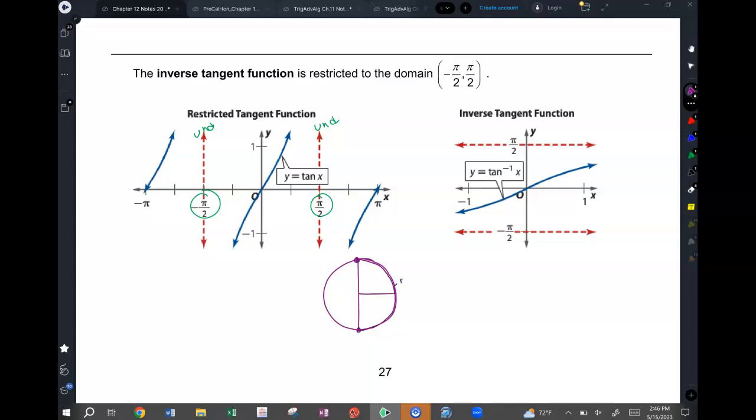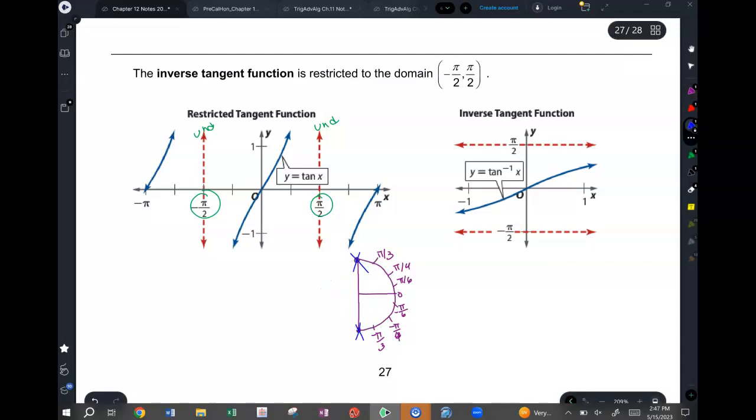So here we have pi/6, pi/4, pi/3, 0, -pi/6, -pi/4, -pi/3, but it's undefined here and here, so those don't work. So how many angles now? 7. So the answer to inverse tangent is always going to be one of these 7. So if you just put one of these at random, you have a 1 in 7 chance of getting it right. Not bad at all.